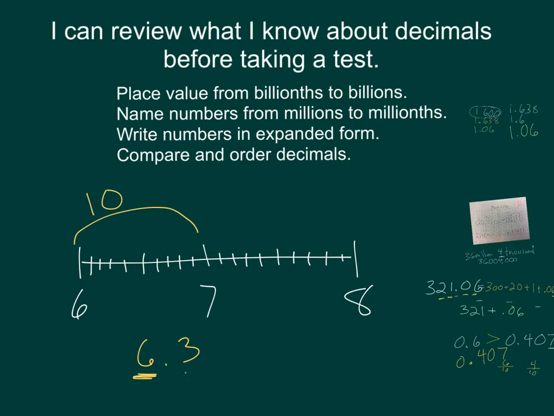Then I need to know that it's 3 tenths, so I would count, there's 6 and 0 tenths, 1, 2, 3. 6 and 3 tenths is right there. Likewise, if I had 7 and 8 tenths, I know that it's bigger than 7, but less than 8. So I would count 8 tenths bigger, so there's 7 and 0 tenths, 7 and 1 tenth, 7 and 2 tenths, 3, 4, 5, 6, 7, 8. So 7 and 8 tenths is right there.